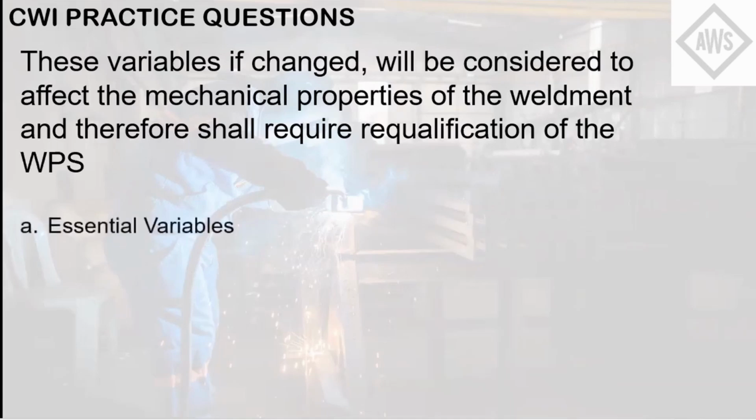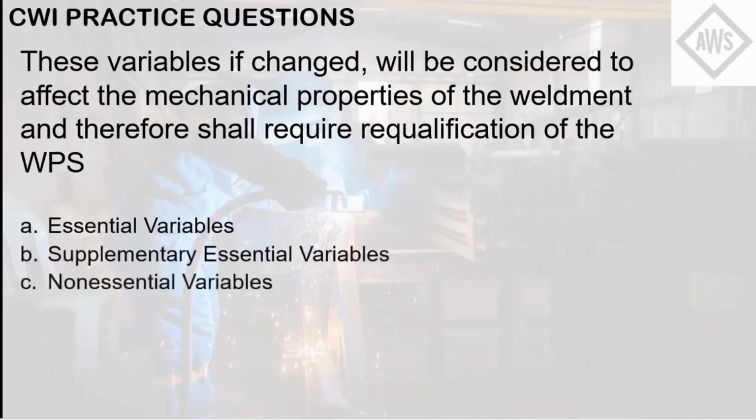Letter A, essential variables. Letter B, supplementary essential variables. Letter C, non-essential variables. Letter D, none of the above. So the answer here is, if the variables will affect the mechanical properties of the weld and base metal, it is called the essential variable.